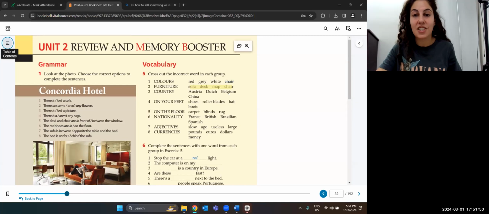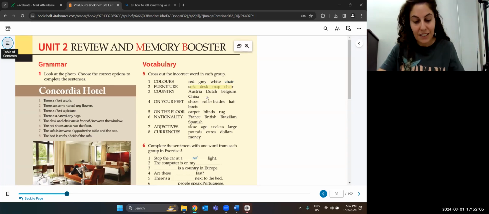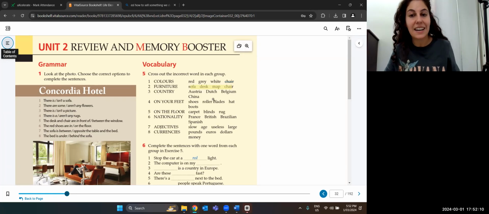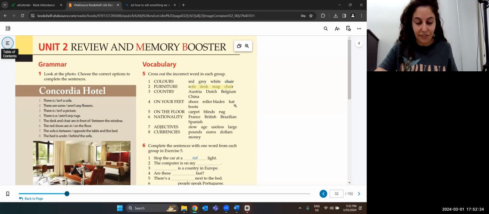Countries, Austria, Dutch, Belgium, China. Remember we looked at countries and then nationalities? So you should know the difference from the previous lessons we had. Which one of these options is not a country? Dutch is not a country. That's a nationality. If someone is Dutch, they are from the Netherlands, Holland. And on your feet, shoes go on your feet, rollerblades go on your feet, boots go on your feet, but hat does not go on your feet.